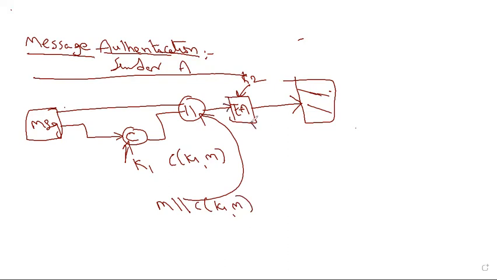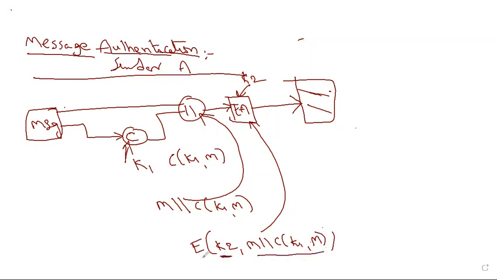But what we are doing is encrypting the data by using K2. For this final result, the encryption algorithm is E. This encryption algorithm receives the key K2 and the message M concatenated with the MAC code. This is the message finalized at the sender side. That message is encrypted by using another key, K2. So that message is forwarded to the receiver.